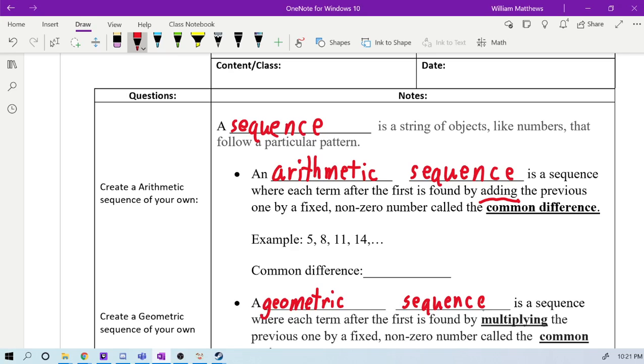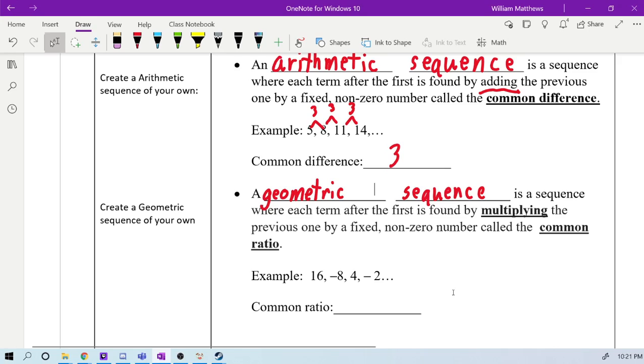For example, if we look at this sequence 5, 8, 11, and 14, each one of these increases by a value of positive 3. So we would say this sequence has a common difference of 3.